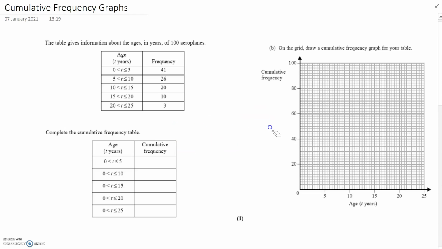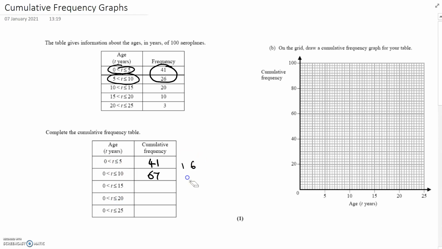If you look at the range of values 0 to 5, we've got 0 to 5 here. So we're going to start at 41. It's just going to copy down and be the first number. But in our cumulative frequency table, the second interval is 0 to 10. And if we look back at this table, this is 0 to 5, and this is 5 to 10. So 0 to 10 is going to include both of these. So what this has in effect is that we add the 26 on to the 41 to give us 67.